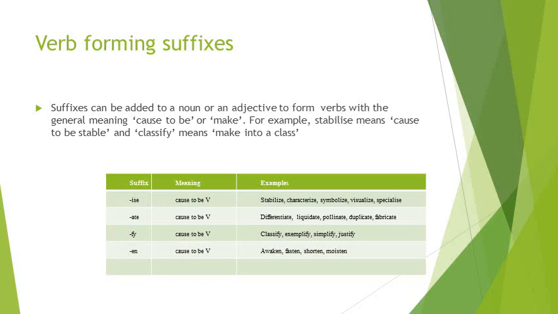We have examples in words like stabilize, characterize, symbolize, visualize, and specialize. We also have the suffix ATE, and it occurs in words like differentiate, liquidate, pollinate, duplicate, and fabricate. And then the suffix FY, we have it occurring in words like classify, exemplify, simplify, justify. And then we also have the suffix EN, that means cause to be. And it occurs in words like awaken, fasten, shorten, and then moisten.